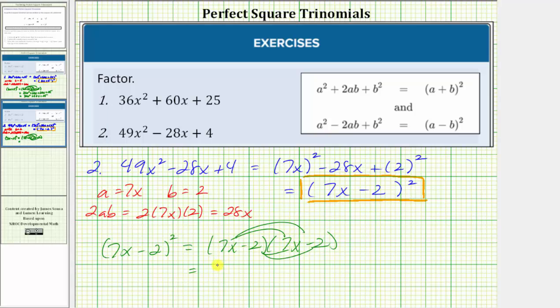7x times 7x equals 49x squared. 7x times negative 2 equals negative 14x, or minus 14x. Negative 2 times 7x equals negative 14x, or minus 14x. And finally, negative 2 times negative 2 is equal to positive 4. Combining like terms, we have 49x squared minus 28x plus 4, verifying our factored form is correct.